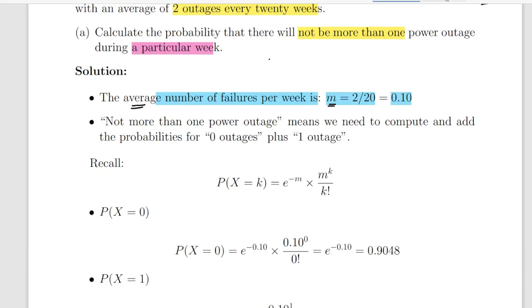Now, not more than one power outage per week. So essentially what we need to do there is calculate 0 outages and 1 outage. And what we're going to do is get the complement of those. So we're going to calculate those two probabilities, that is the no more than one.